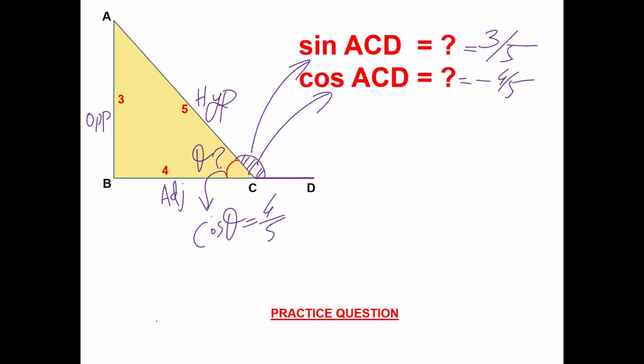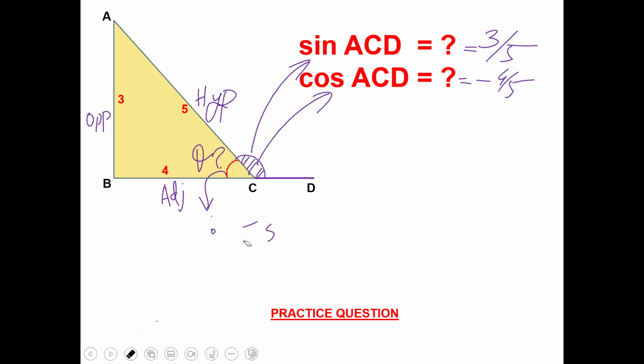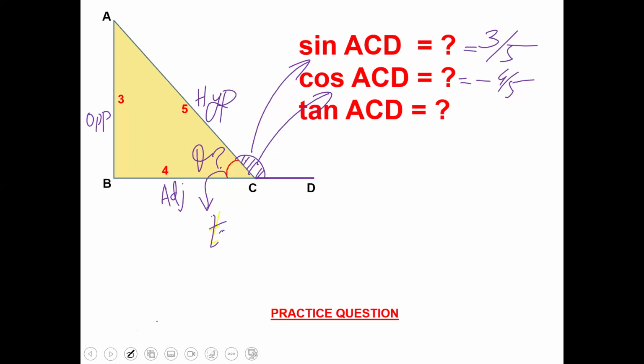Now, next one. Look at the third example, tan ACD. For the interior angle, what will be the tan theta? What is tan theta? Opposite upon adjacent.